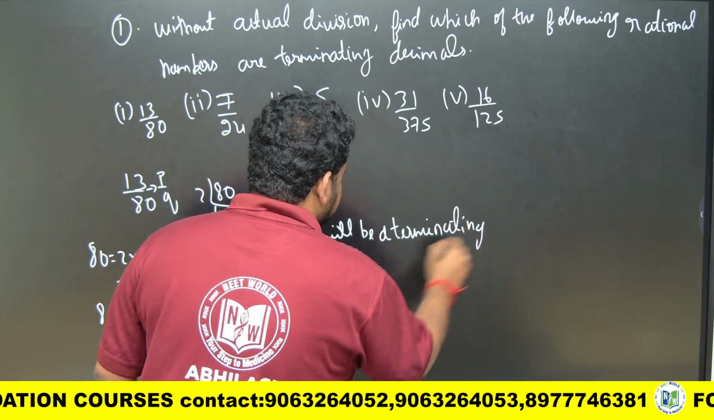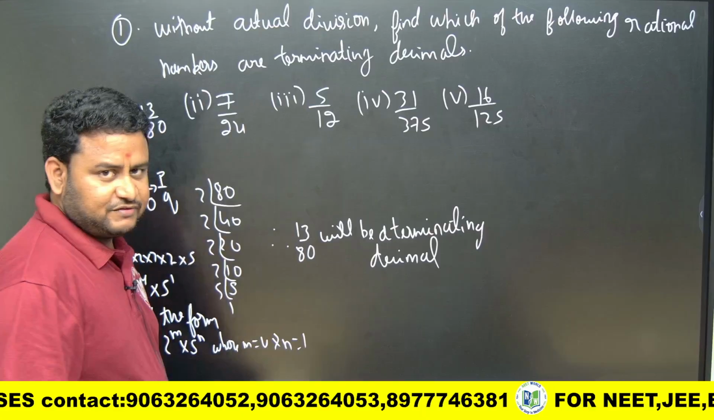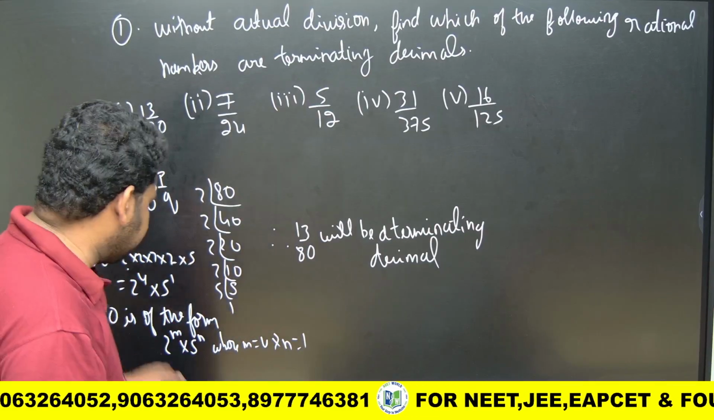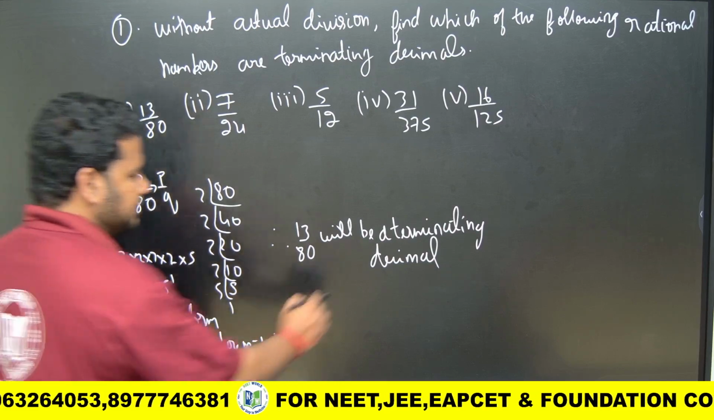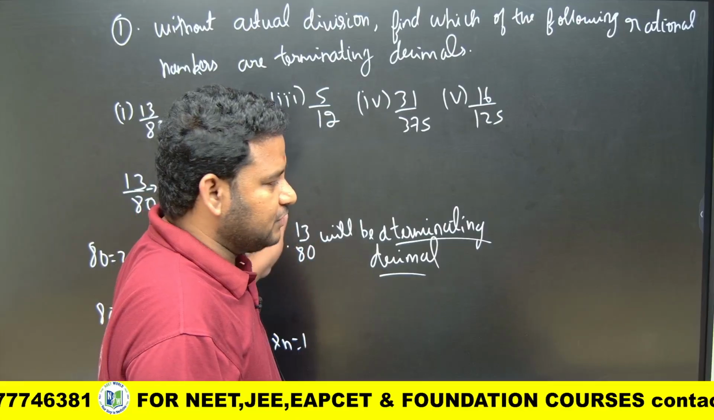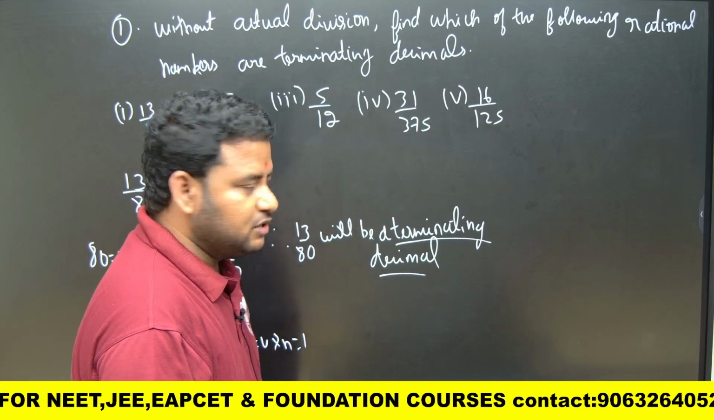It will be a terminating decimal, because it is having the factors of 2 and 5. If it is having factors of 2 also, no problem, or factors of 5, no problem. If it is a combination of 2 and 5, then also no problem, it is having a terminating decimal expansion. Without using the long division method also we could find this out.